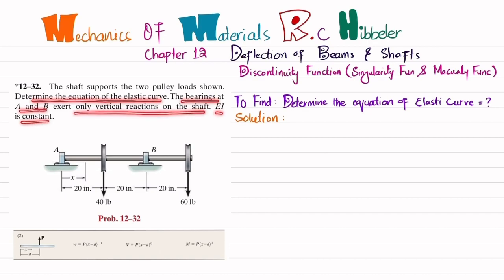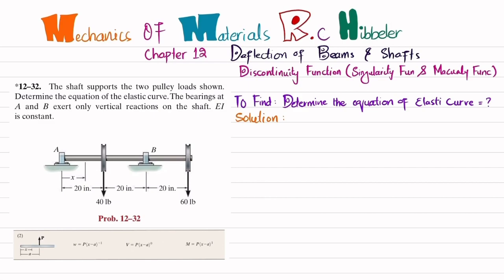EI is constant. So you can see this is a shaft supported by bearings A and B that exert only vertical force, and the loads on the pulleys are shown here, 60 pounds and 40 pounds. You have to find the equation of the elastic curve, which is basically the equation of deflection for this shaft. So let's start with the solution.